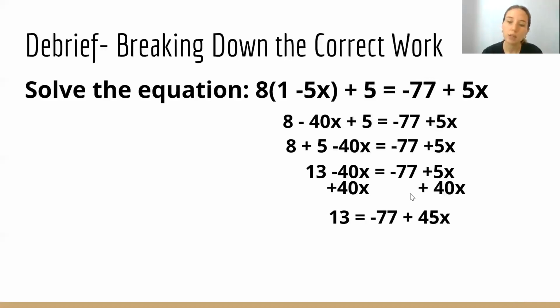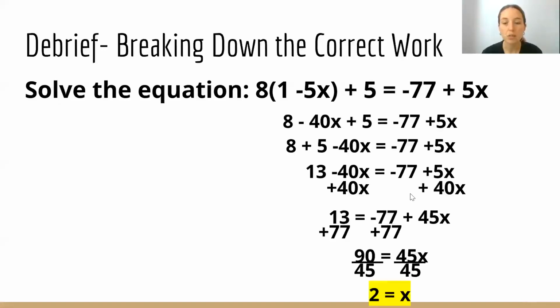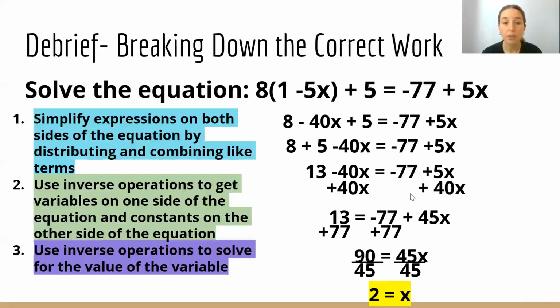Now I got to work with the constants, so I'm going to move them to the left-hand side by adding 77 to each side. Now I have 90 equals 45x. Last step to solve here, I'm going to use inverse operations, divide by 45 on both sides, and my solution is x equals 2. Just to recap the steps we took, because they're going to be the same every time.